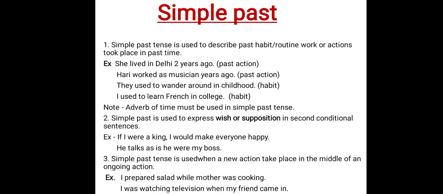As you can see in the example, she lived in Delhi 2 years ago. This is something happened in past time. That's why we have used the simple past tense. They used to wander around in childhood. This is a habitual action of past time. This sentence expresses the habit of childhood.